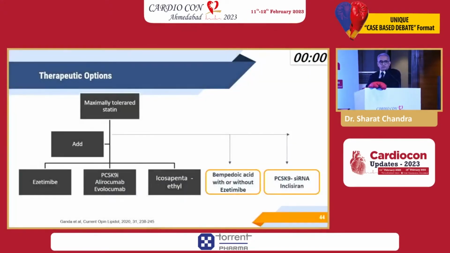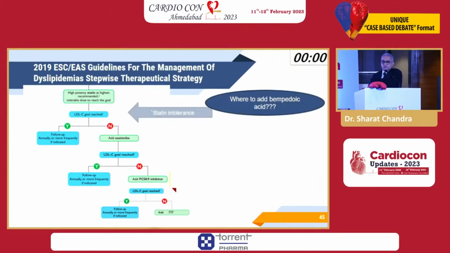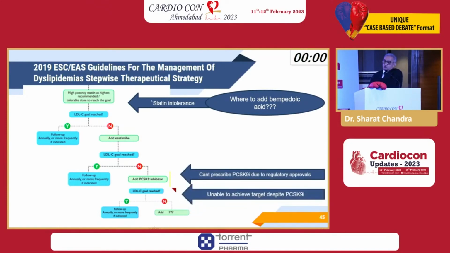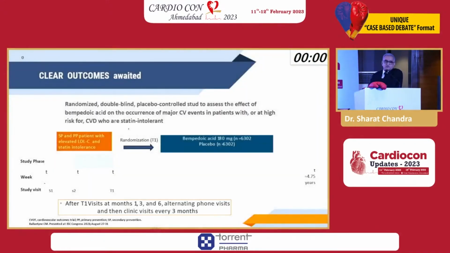So, therapeutic options after maximally tolerated statins, it may be any of these drugs. And where do we bring in bempedoic acid in these patients? It can come at this level, where the patient is just not able to tolerate statin, and therefore you quickly go to bempedoic acid. It may also be that you have given the best possible other drugs and still you have not reached the goal. Then again you may have to go to bempedoic acid, or as a combination with ezetimibe following statin failure.